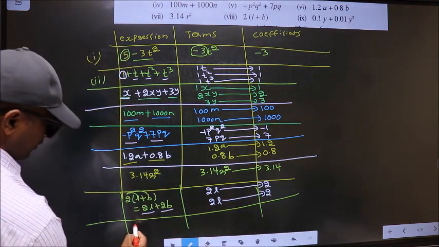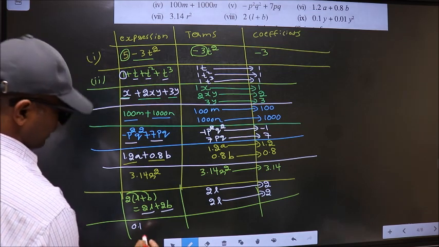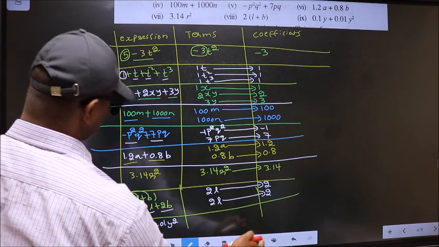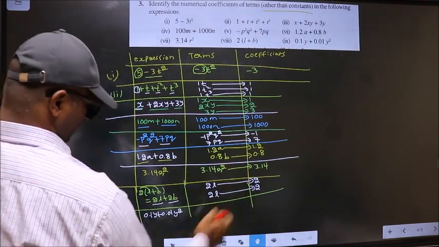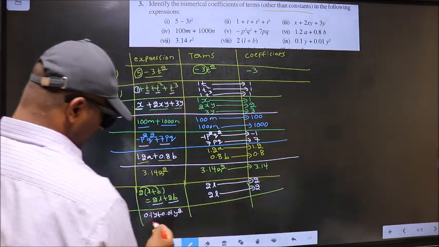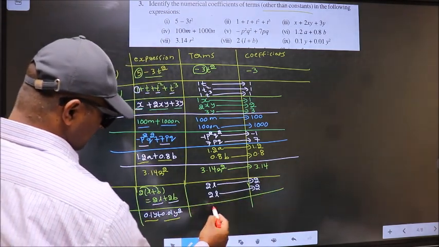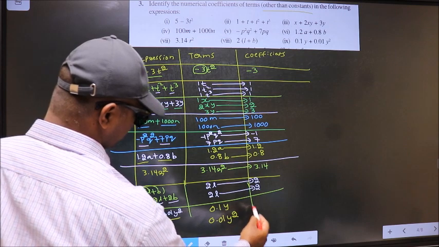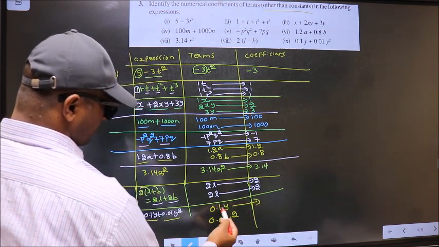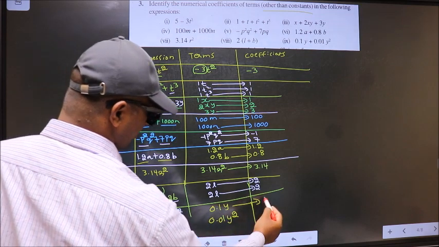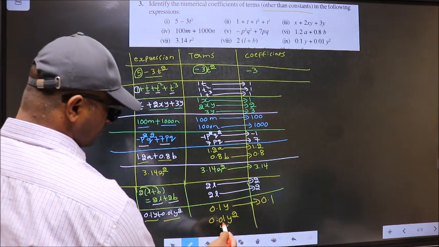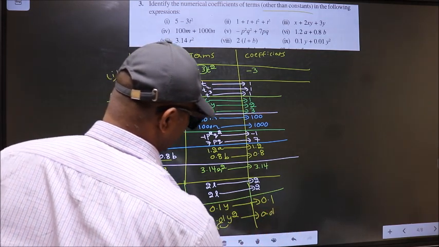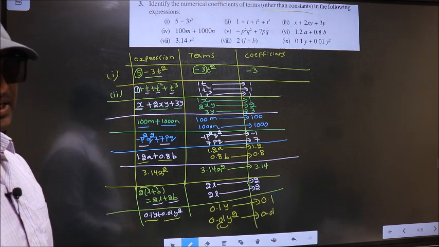Next one, 0.1 y plus 0.01 y square. Now here the terms are 0.1 y and 0.01 y square. So here the coefficient is the decimal before the letter, 0.1. Here also before the letter, that is 0.01. So we have completed this question.